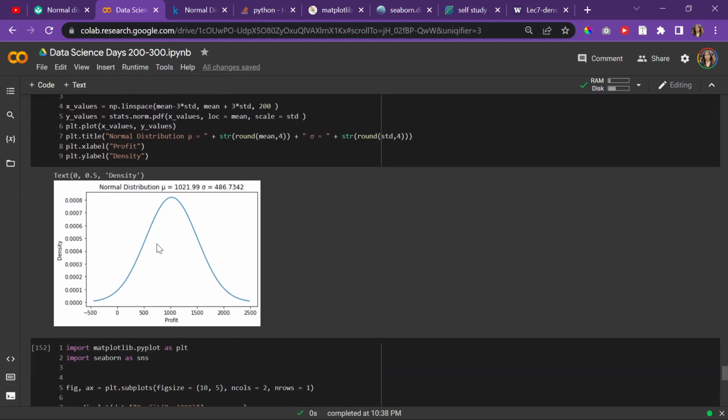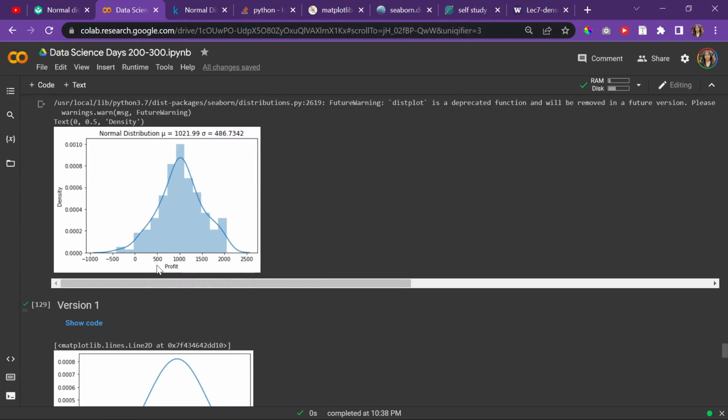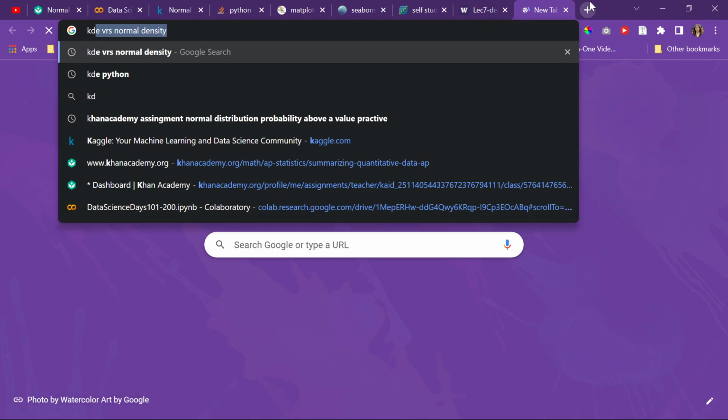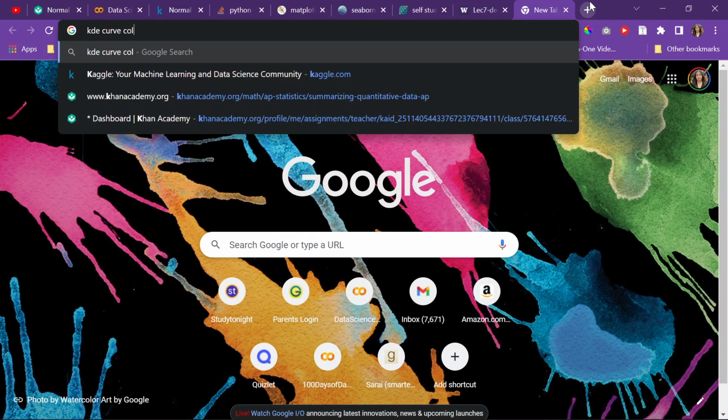So for me, that is this curve right over here somewhere, if I could find it. It's over here. This blue curve right over here. I think I can change the color. No, if I change the color, I'll change the background color. KDE curve color.